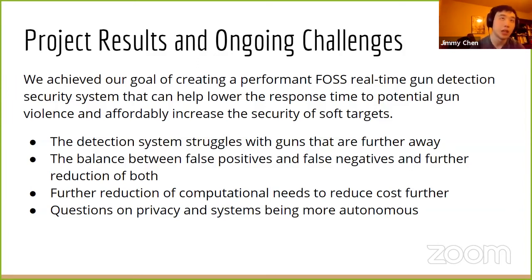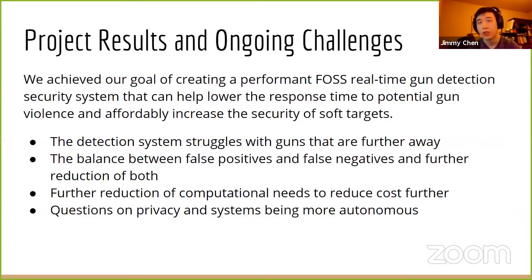Okay, so for our results and ongoing challenges, we succeeded in our goal of creating a performant, free and open source real-time gun detection system that can help lower the response time to potential gun violence and affordably increase the security of soft targets. What's key here is, in our research during this project, we found that there are a few startup companies working on the same problem, but the costs of their systems are quite high. And honestly, I feel like this technology should be available to as many people as possible, rather than charging lots of money just for this feature.